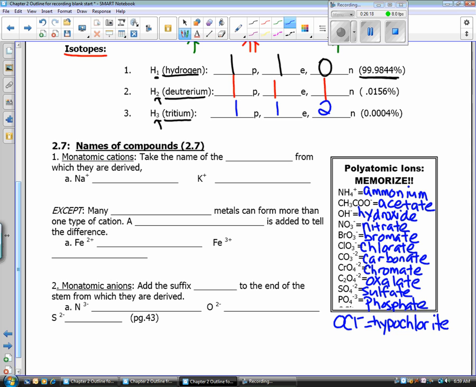Now these you do have to have memorized, including the charges, including the spellings. So you're going to make a Quizlet on that, I'm sure. If you want to make index cards, that's fine. But you do have to have these memorized. And that's it for this section.